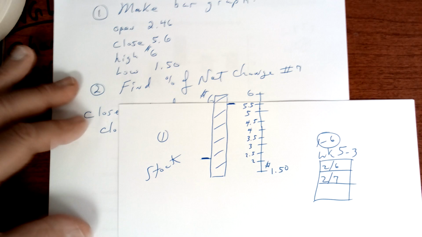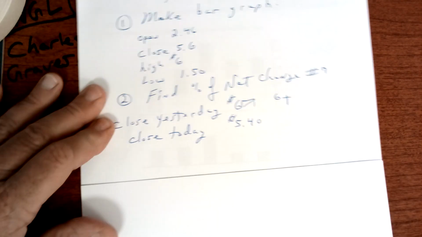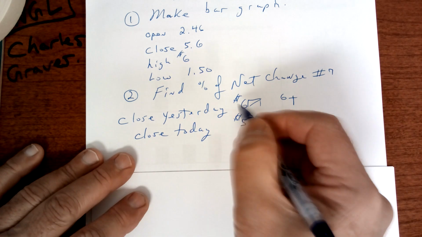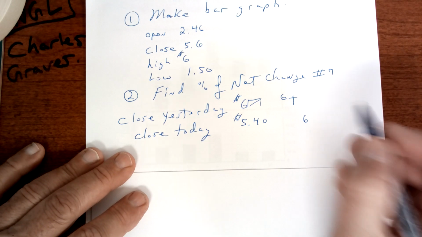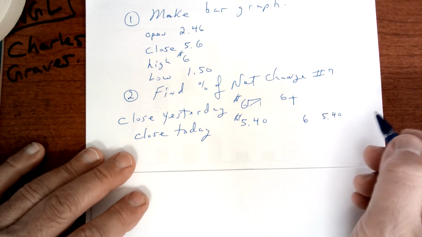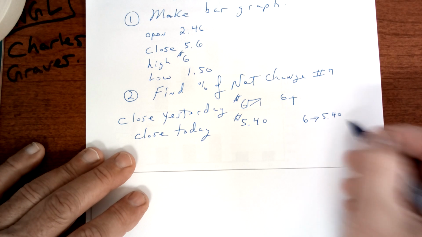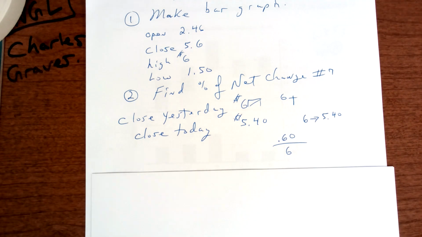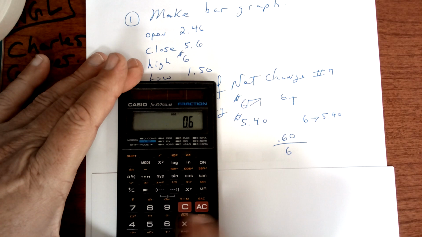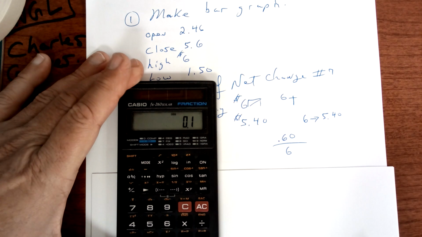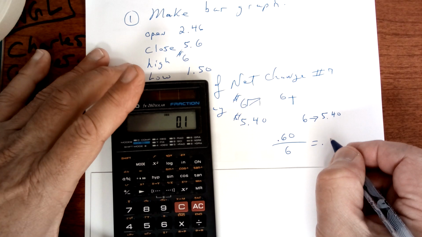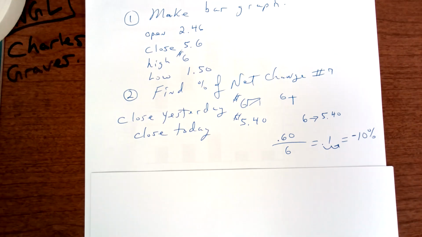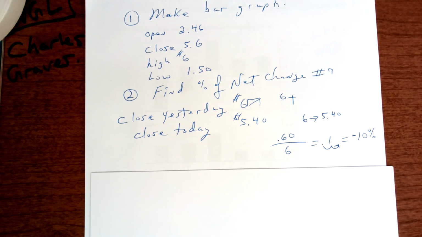Let's keep going. Number 2, find the percent of net change. Well, yesterday it closed at $6, and today it closed at $5.40. So the difference went down. The difference is 60 cents divided by the original, which is $6. So take your calculator, 0.6 divided by 6, and that gives you 0.1. So it's a 10% in the negative. So it went down 10 cents on every dollar. That's how you do that.